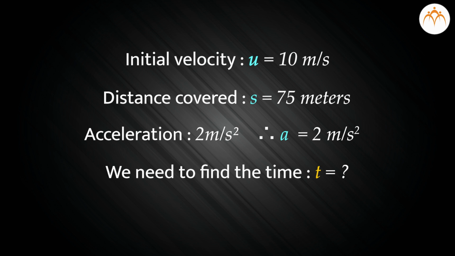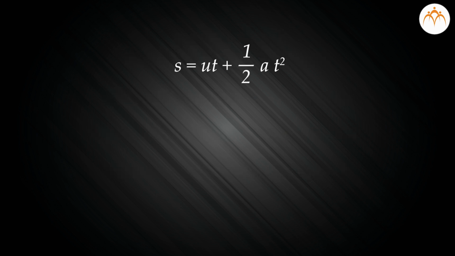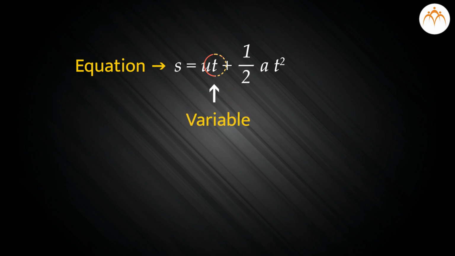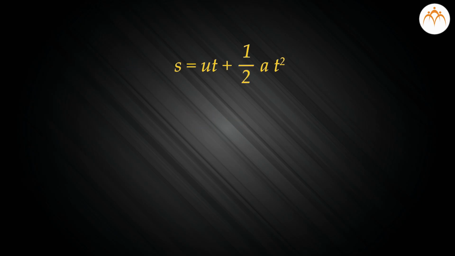We'll use the equation of motion s = ut + 1/2 at². Here t is the variable because all other values are known. We can rearrange this equation into a quadratic equation: 1/2 at² + ut − s = 0.